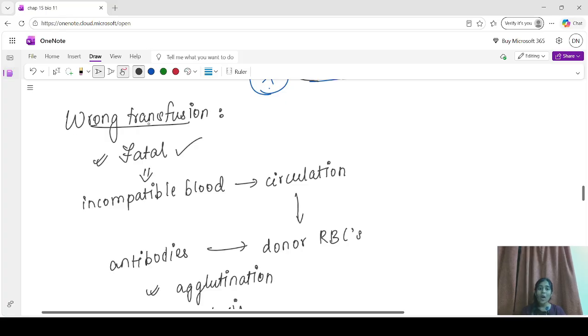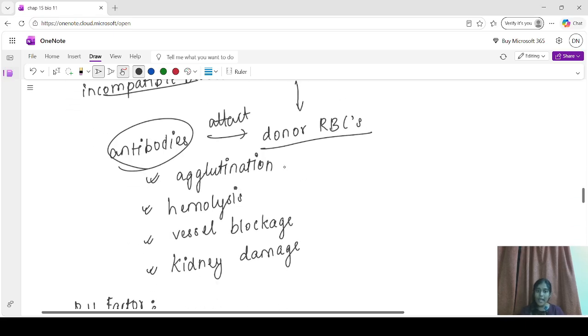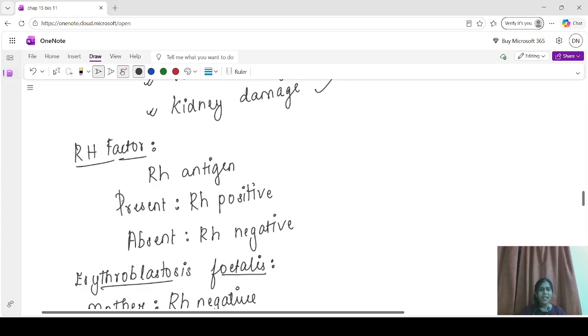Now, why is wrong transfusion fatal? Because suppose incompatible blood enters the circulation, okay? Antibodies will start to attack the donor RBCs. So this causes agglutination, hemolysis, vessel blockage, and kidney damage. So, therefore, blood matching is very mandatory. And the RH factor. RH is another antigen, that is the RH antigen. If it is present, then it is RH positive, and if it is absent, then it becomes RH negative.